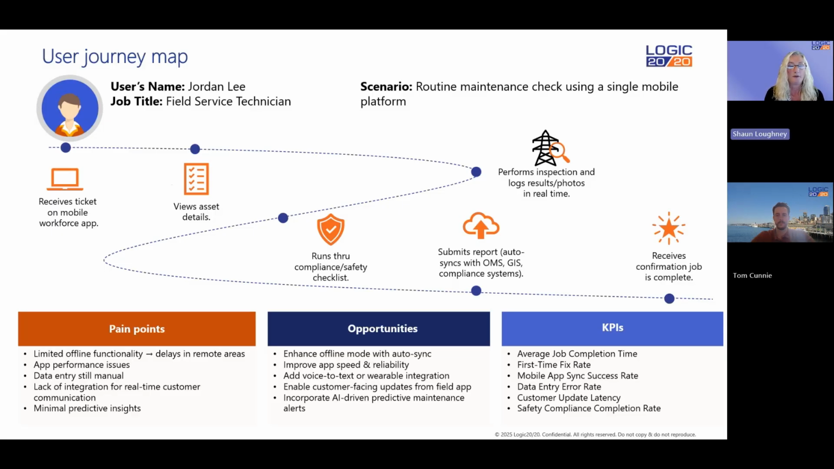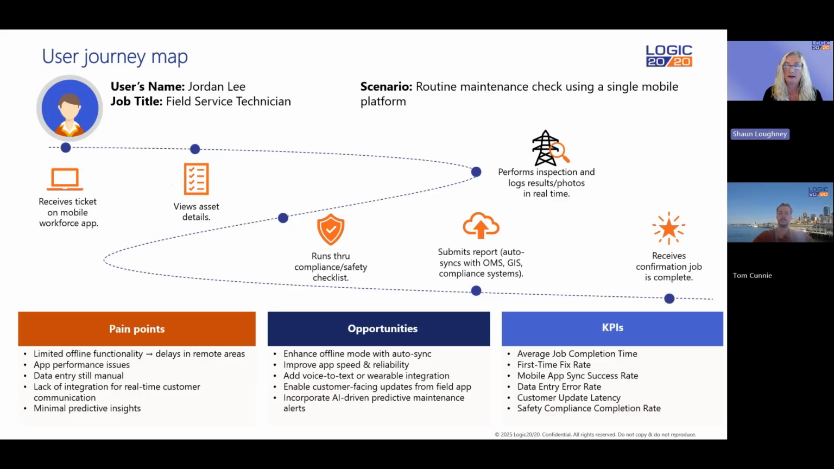We want to think about the pain points. Where is there friction for Jordan to get his task done? There may be limited offline functionality, delays in remote areas, app performance issues. Maybe data entry is still manual. Some of the opportunities that we can do is enhance the offline mode with an auto sync, improve the app speed and reliability, perhaps add voice to text or wearable integrations.